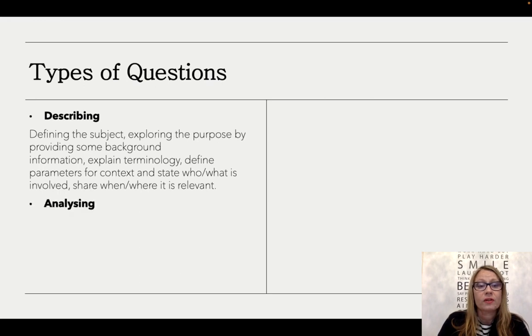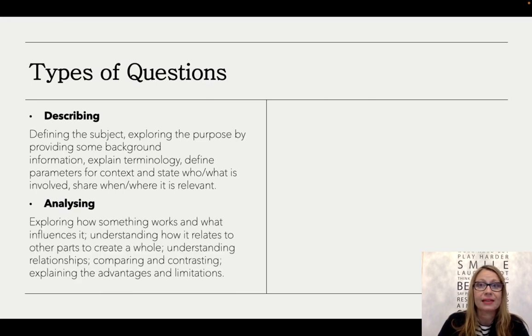Moving forward though, the majority of the assignments and work that you'll be doing in higher education will involve analysis. Through analysis, you'll be exploring how something works and what influences it. You'll start to understand how it relates to other parts, using those different perspectives so you can build the whole perspective. You'll understand relationships between different perspectives, factors or features, comparing and contrasting those two. You may also be explaining the advantages and limitations. In terms of analysis, you usually are told what type of analysis you need to do, but these are core components of what's included.